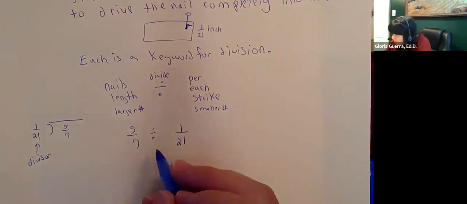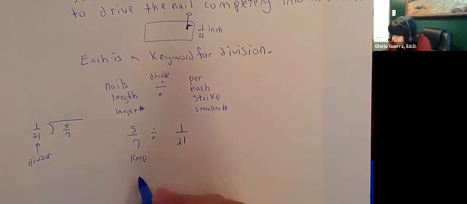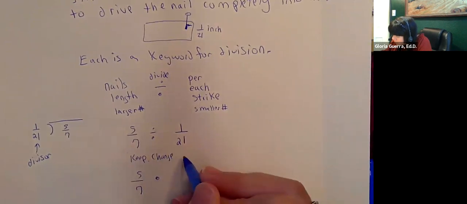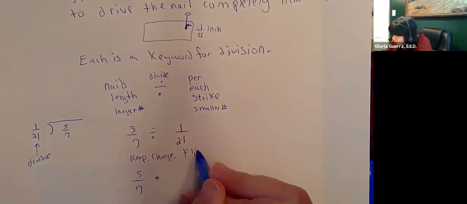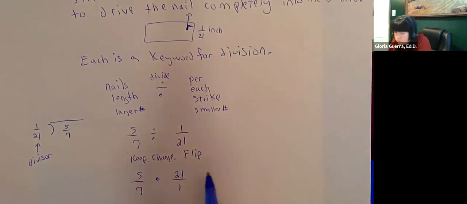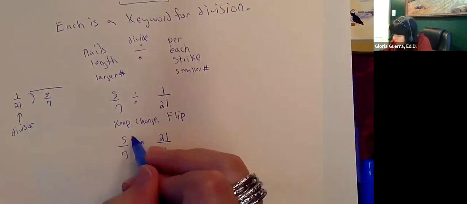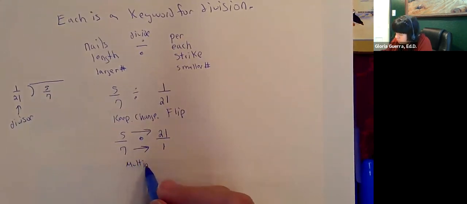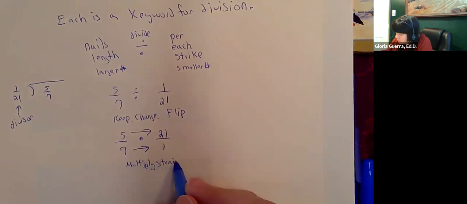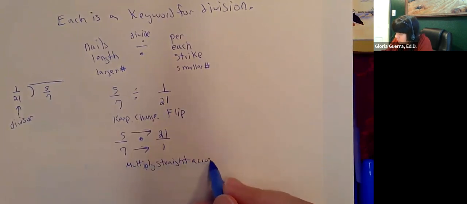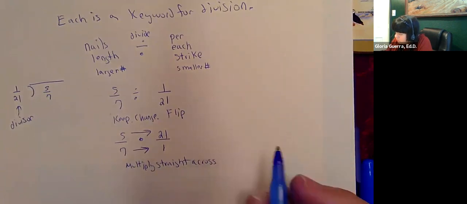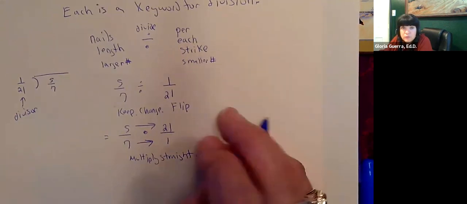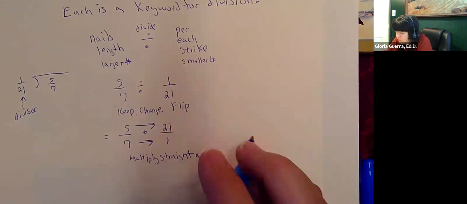Okay, so then we keep, and then we change, and then we flip. And then we just multiply across. Yeah. And this is fine. If you go this way, you can go that way also. That's fine. Or you can keep working down. It's also okay.